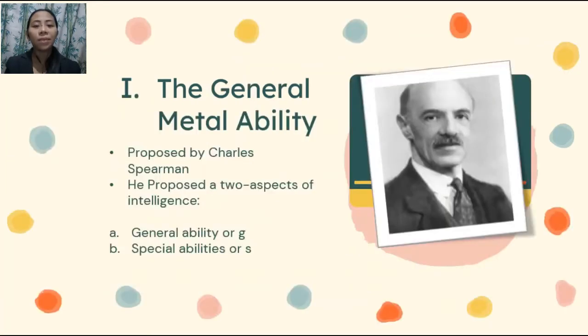The general mental ability. Charles Edward Spearman, 1863 to 1945, born in London, England, was a British psychologist known for his work in statistics as a pioneer of factor analysis and for Spearman's rank correlation coefficient. He theorized that a general factor of intelligence, G, is present in varying degrees in different human abilities. Charles Spearman proposed that intelligence has two aspects, general ability or G, and special abilities or S, each of which is specific to a particular kind of task.